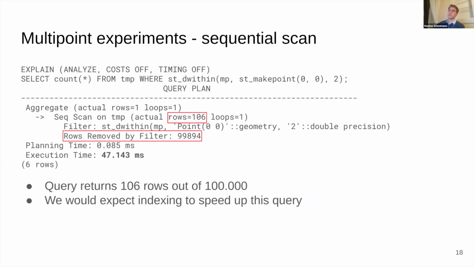And you see here, this is the query run on the table without index, so we get a sequential scan. Mainly you can see that the filter, which is the D within condition, filters out most of the rows. So we start out with 100,000 rows. The query only returns 106 of them. And this takes about 47 milliseconds. But since the query removes most of the rows with the filter, we would expect this to be sped up with the use of an index.